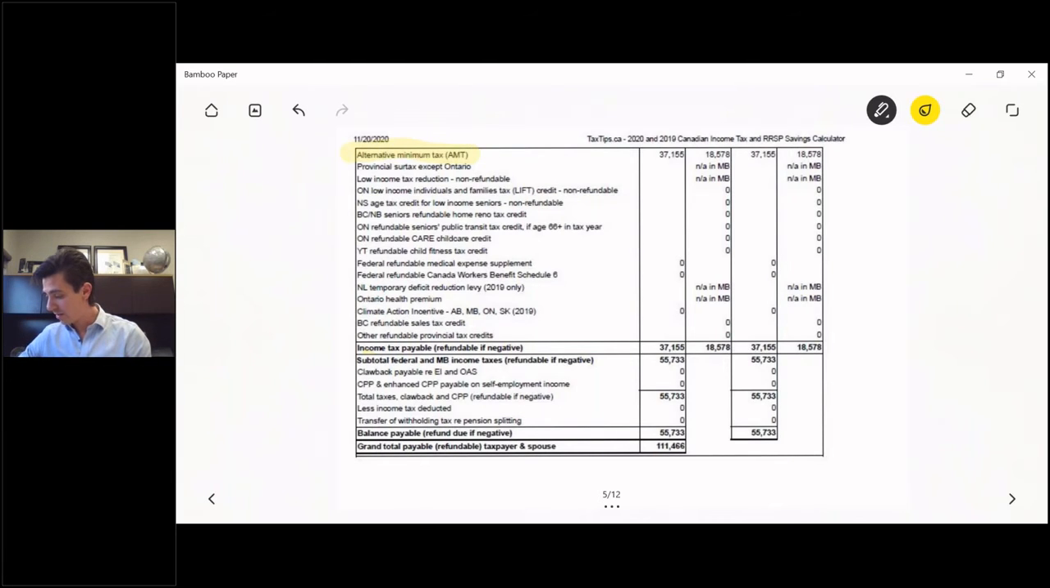So AMT gets calculated. In this scenario, dad would have to pay $37,000 federal and $18,000 in provincial, and mom would have to pay $37,000 in federal and $18,000 in provincial taxes. So for a total of $55,000 each, for a grand total of $111,000 in taxes owing. So if you sell your farmland and you use your capital gains exemption, I can almost guarantee you're going to have to pay some AMT.